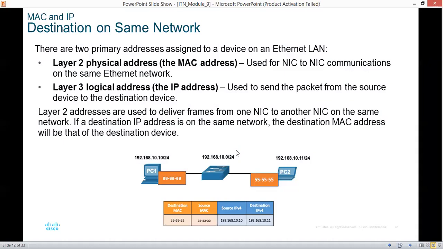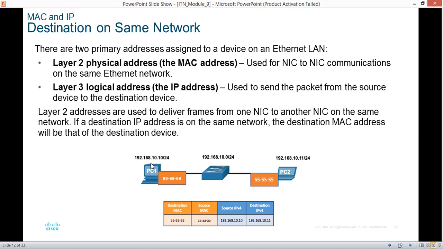So layer 2 addresses are used to deliver frames from one NIC to another NIC on the same network. If a destination IP address is on the same network, the destination MAC address will be that of the destination device. Invariably, what we're saying is that as long as it's within the same network, that's the reason why I gave us that topology to configure, to see if we can ping across. So that you now know too well that for you to be able to ping or communicate, it has to be within the same LAN.